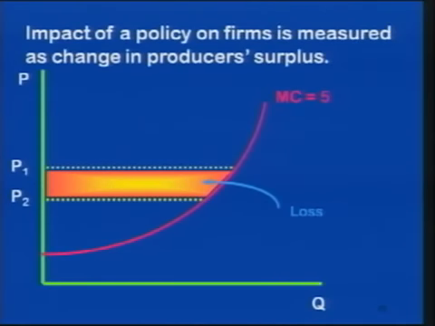Oh, that's a 5. That's supposed to be an S. Thank you. That's a typo. God knows how it got there. So marginal cost is equal to the supply curve.